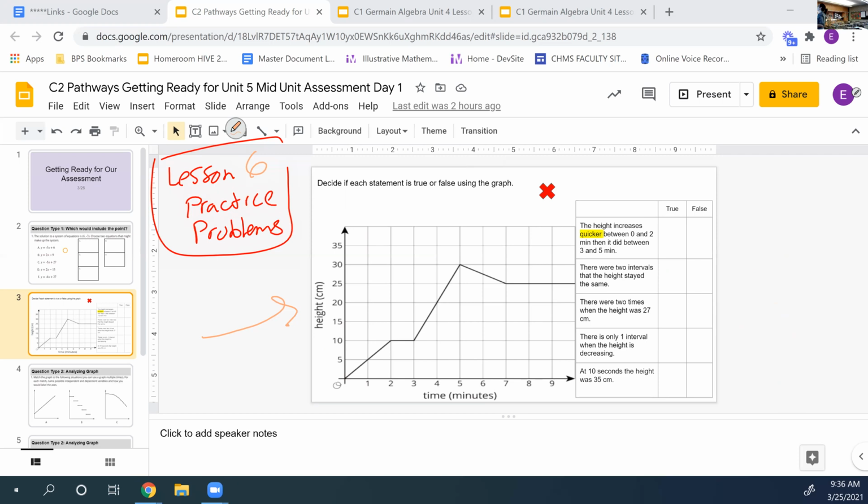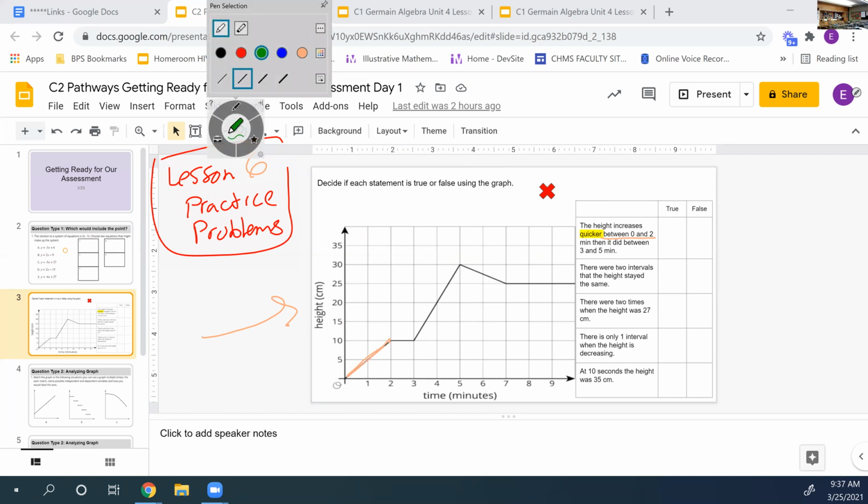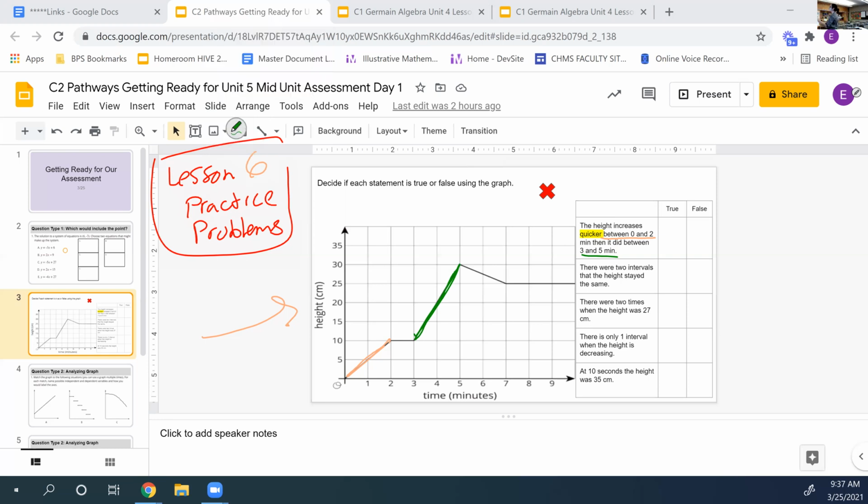Okay, so it says the height increases quicker between 0 and 2 minutes than it did between 3 and 5 minutes. So it's saying it's quicker between 0 and 2, that's this segment right here, than it did at 3 to 5 minutes. Is that a true statement? Yes or no? Or is that true or false? What do we think? Does it increase quicker on this first segment here than it does in that second segment? Is that a true or a false statement?